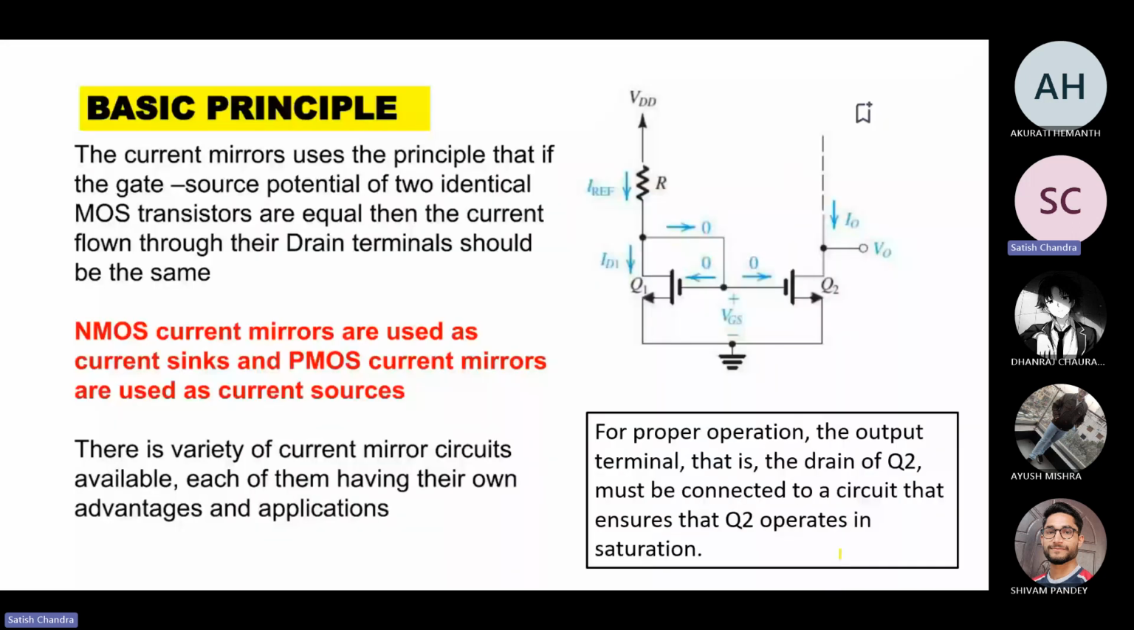The current mirror uses the principle that if the gate source potentials of two identical transistors are the same, we are going to go from the MOSFET to the BJT.